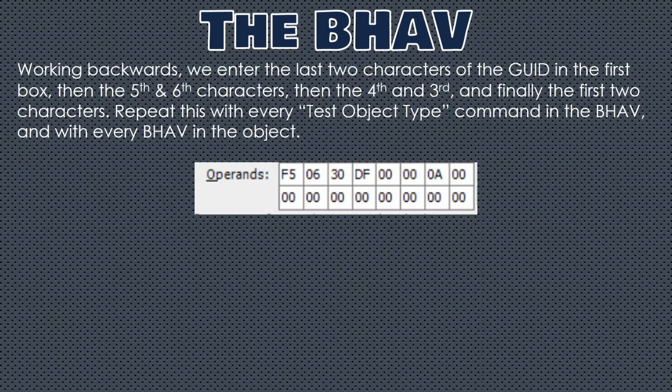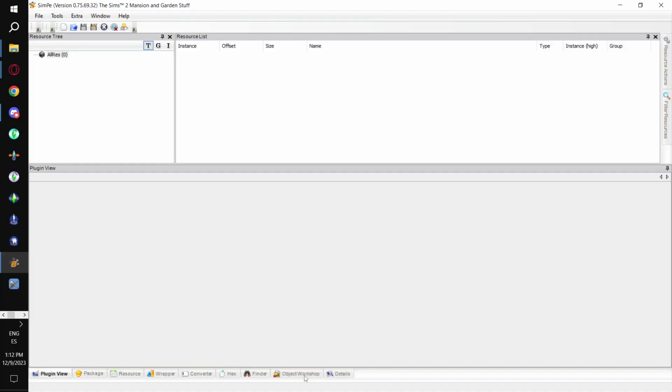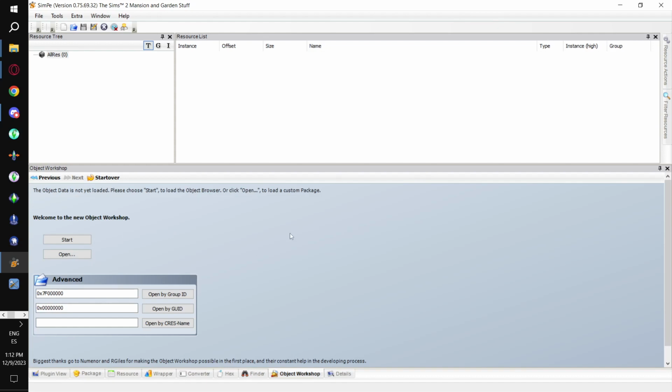We commit, we save, we repeat this with every test object type command inside this behave, and then we double check all of our behaves and make sure that there are no other test object type commands. We commit, we save, and we're ready to test. So it's a lot like building a regular object. It's just there are some extra steps regarding the OBJD and the BHAVs.